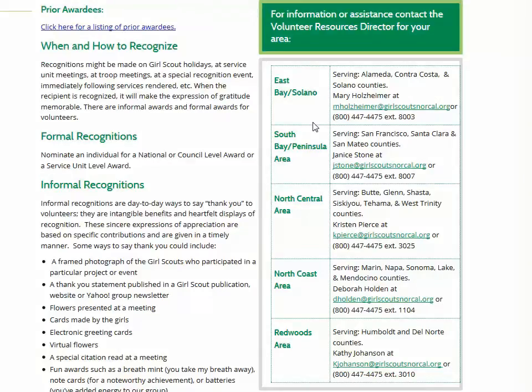If you have questions about the recognitions or the recognition process, your Volunteer Resources Director for your area will be happy to assist you. Just go to the recognitions page on our website, look for your area, and you'll find the name, the email, and the phone number of the Volunteer Resources Director who can help you.